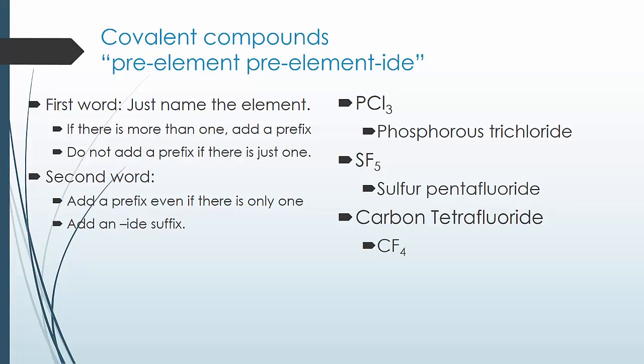And one final one, dinitrogen tetrahydride. Here we'll have a prefix on both words because the first element also has more than one. And so it will be N2H4.